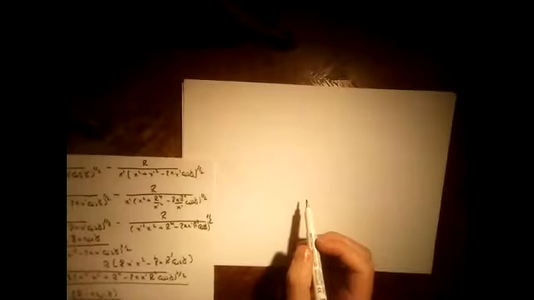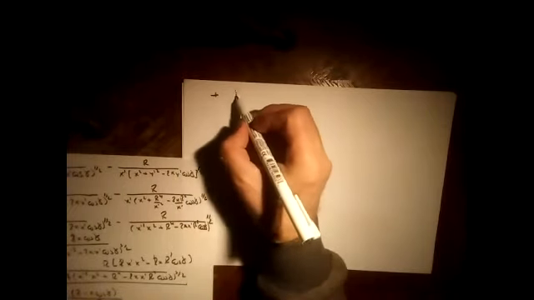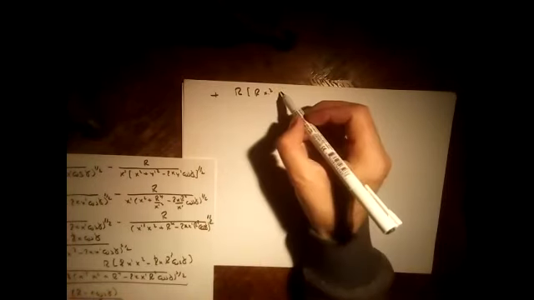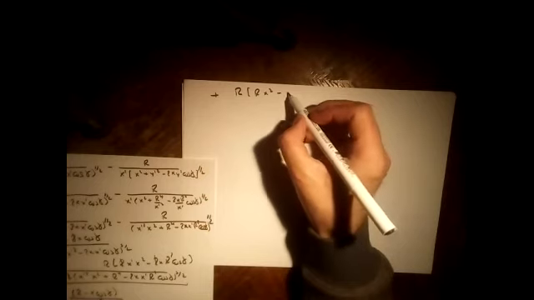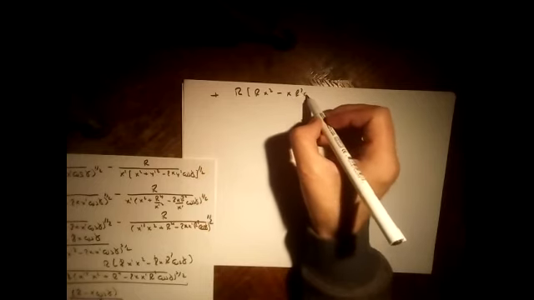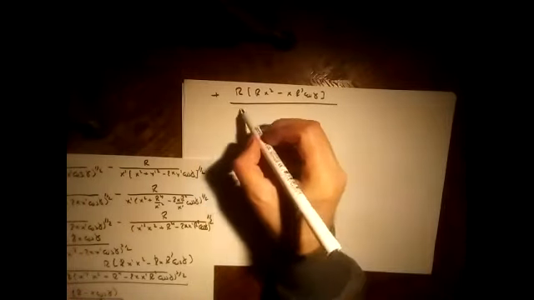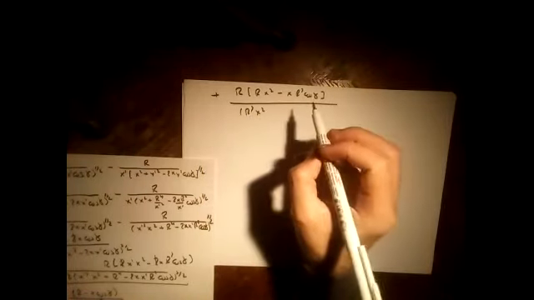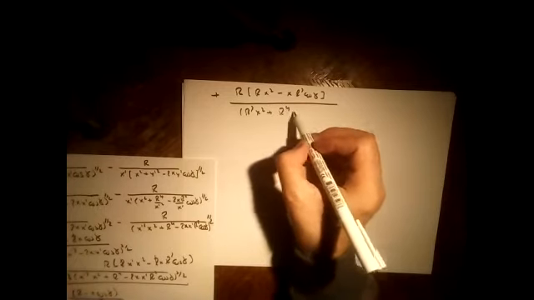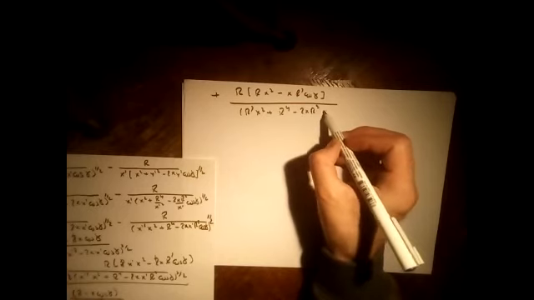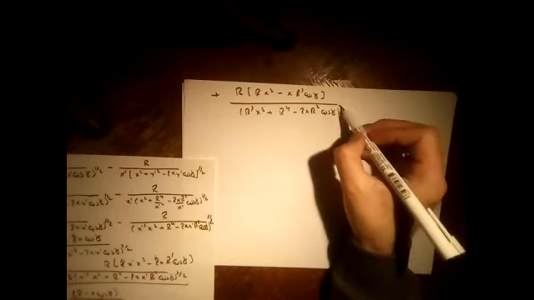Okay. So I'm going to have here plus r times (x squared minus x r squared cosine gamma). Okay, and that's divided by (r squared x squared plus r to the fourth minus 2x r to the third cosine gamma) to the 3/2.